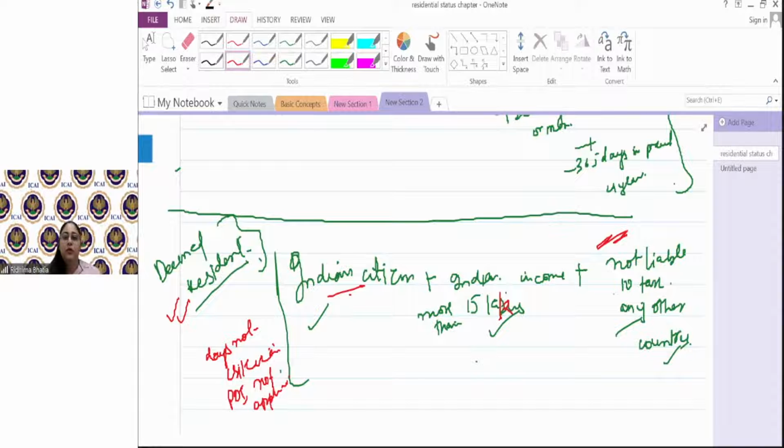Clear? Okay. When will you look at deemed resident? When he is not a resident by any criteria, he is an Indian citizen. When will the deemed resident concept apply? When the question says he is not liable to tax in any other country. Okay? Then that person is deemed resident. That means he is assumed to be resident.